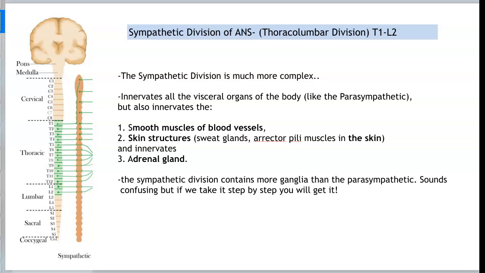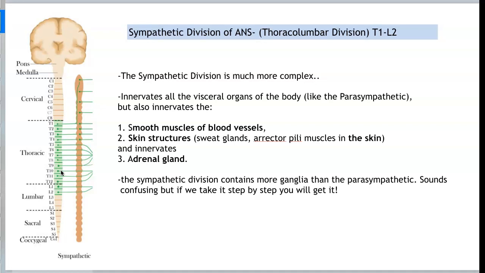Okay, class, we're down to the sympathetic division of the autonomic nervous system. We've already done the parasympathetic system. Now, the sympathetic division is also called the thoracolumbar division. Why? Because it's in the thoracic region of the spinal cord and in the lumbar. It's from T1 all the way through T12, and then L1 and L2 of the lumbar region.